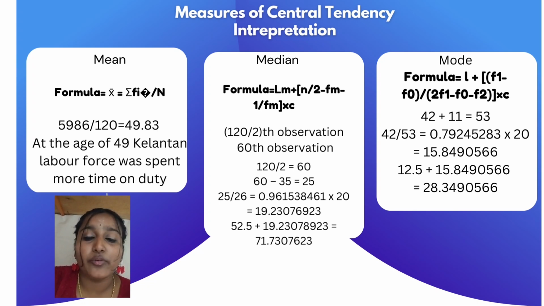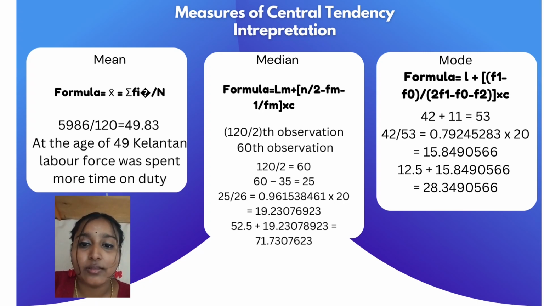Following the formula, we divide 5986 by 120, so the answer is 49.83. At the age of 49, the Kelantan labour force spent more time on duty.